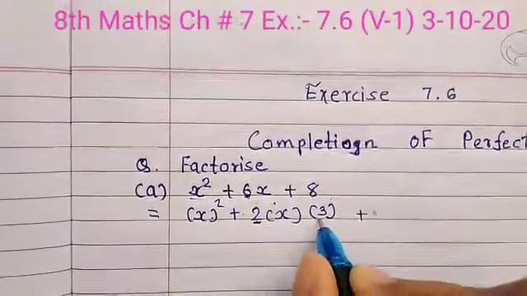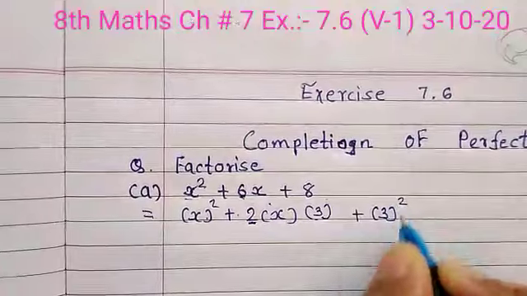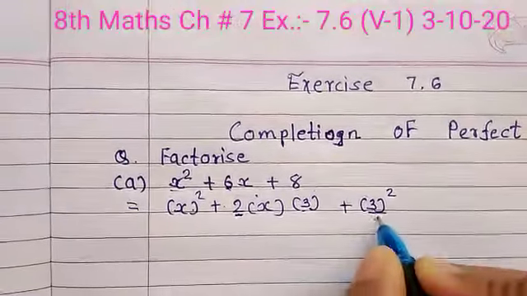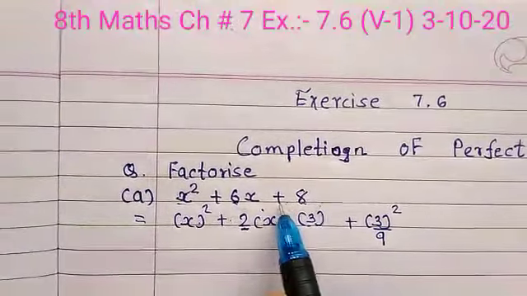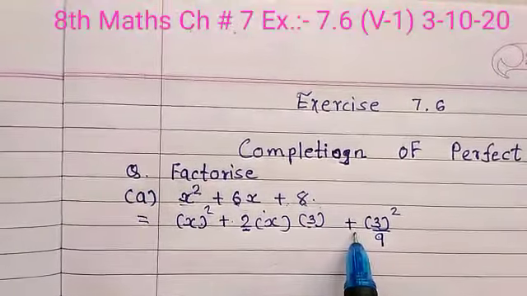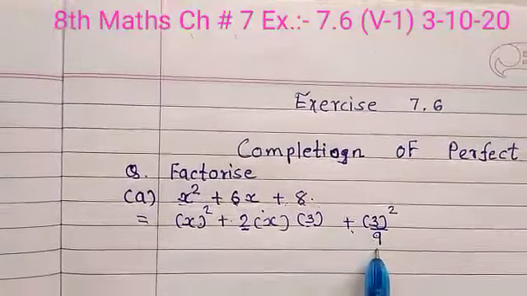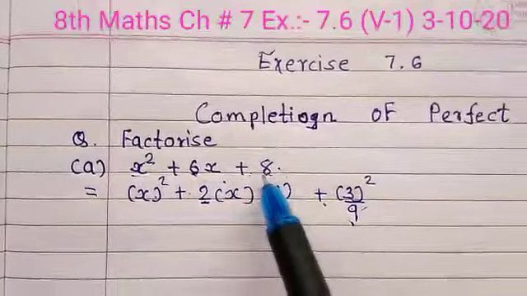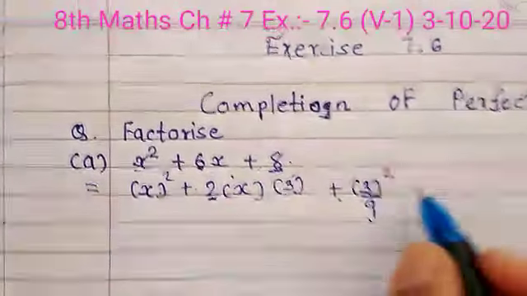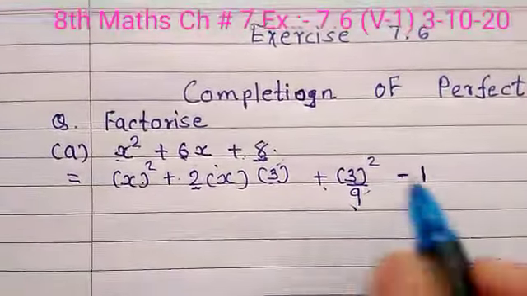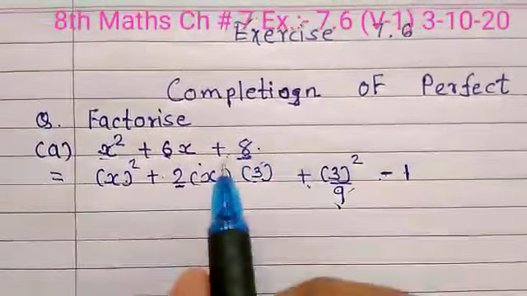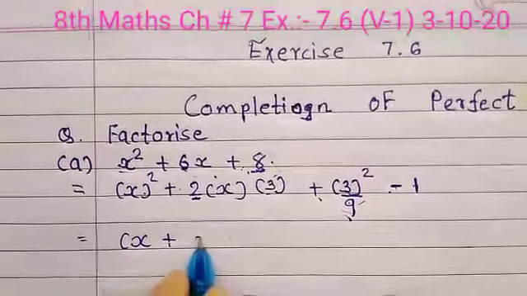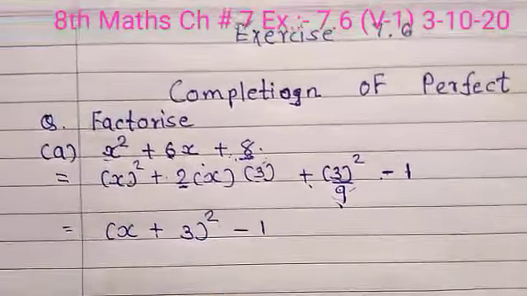Now the last term would be what? 3 square only, and 3 square is equal to 9. So here we have written a 9. But how much do we have? Plus 8 is there. Here we have written 9, but we have the original as 8 only. So we have to subtract 1. Why? Because 9 minus 1 is equal to 8. Understood this one? So we can write it as x plus 3 whole square minus 1.